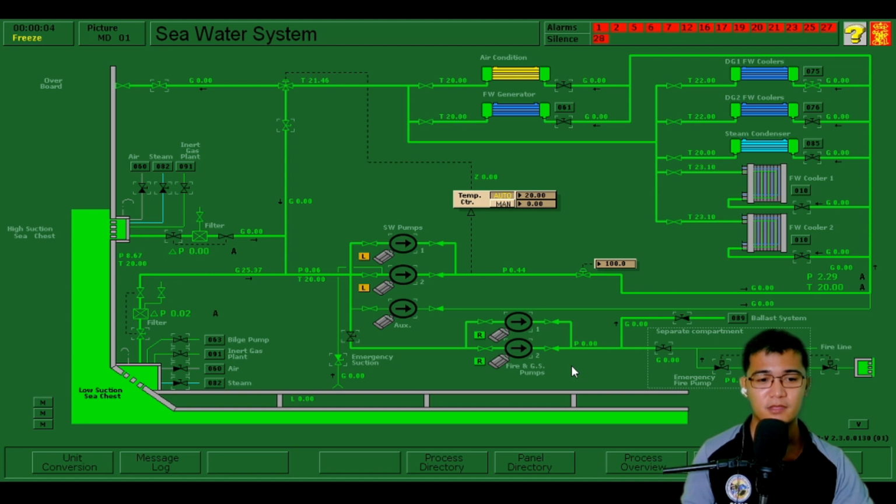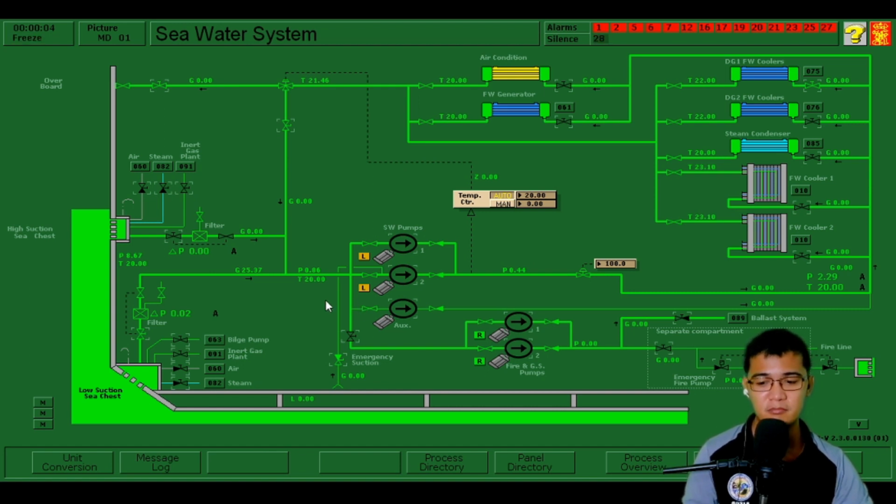Okay? So, that's basically how this seawater system functions. So, kung napansin nyo dito, yung seawater natin ginagamit as coolant for our freshwater, for our steam, okay? For our freshwater, yan. Yung pinaka-main na nakapagpapapasok ng seawater in our system is this pumps. Okay? That's basically what a seawater system looks like or operates.